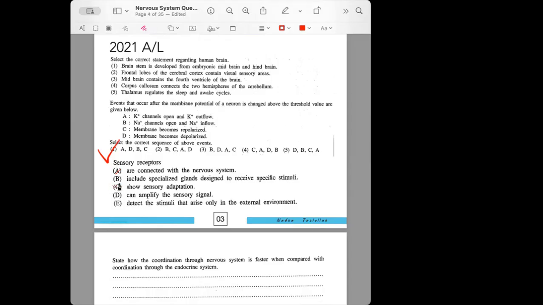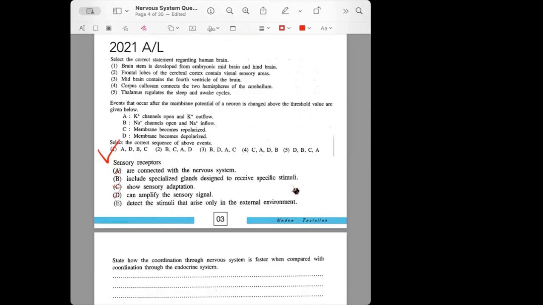Then, can they amplify the sensory signal? Yes, that is called sensory amplification. The sensory signal can be strengthened when transmitting. So D is also correct. E, detect stimuli that arise only in the external environment. No, they can detect stimuli which arise from both the external as well as the internal environment. So if the answer is ACD, the answer is 2, okay?